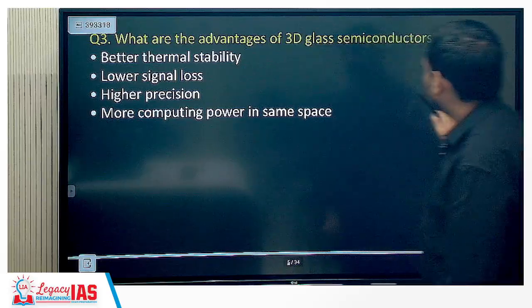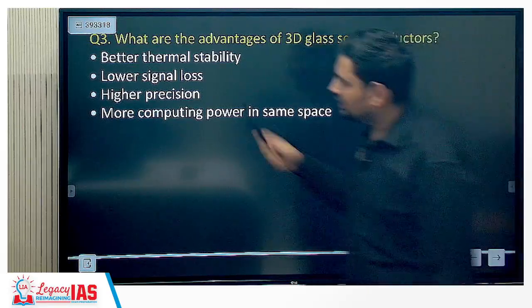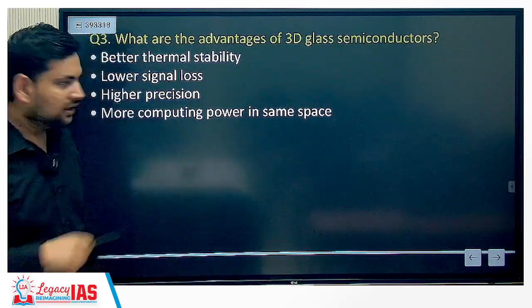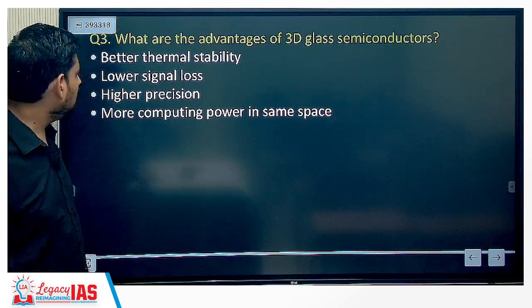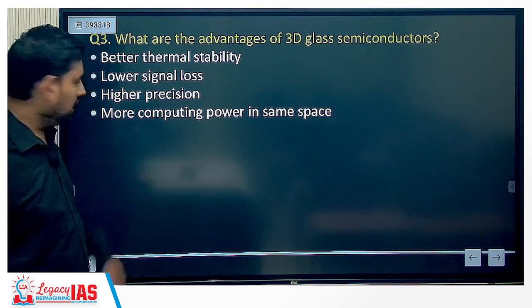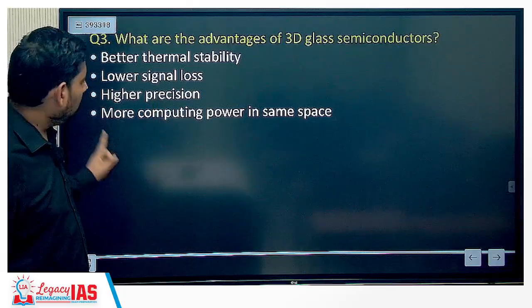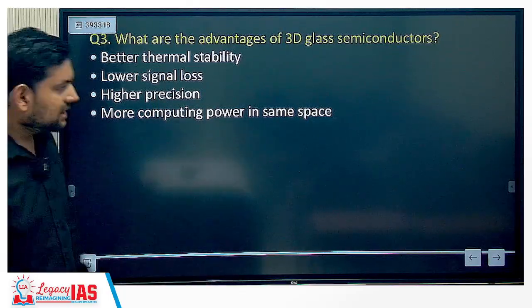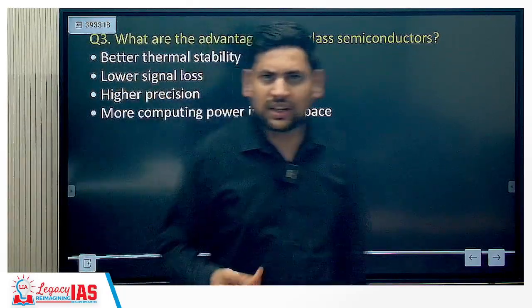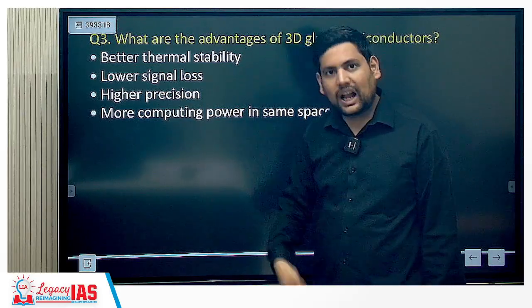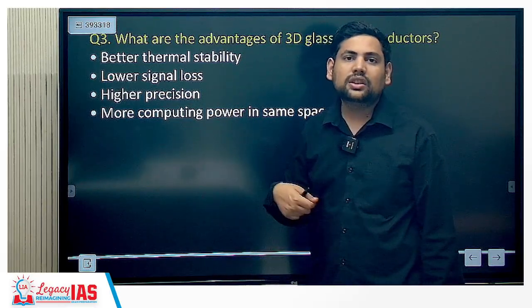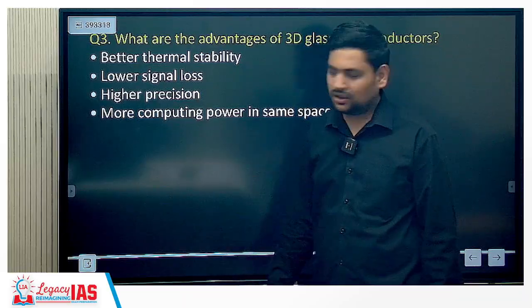Then, what are the advantages of 3D glass semiconductors? It has more thermal stability, because the heat dissipation is much better here. Lower signal loss. Then higher precision and more computing power in the same space. So these are the advantages of using a glass substrate instead of a silicon substrate.